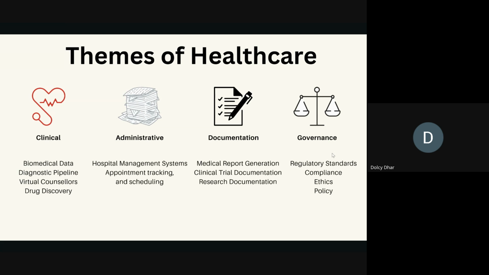And finally, governance. So governance would involve all policy making, ethics, compliance, and regulatory standards that have been set by apex bodies in different countries. So these are the themes of healthcare, to give you an idea how and at what places we can think about AI.